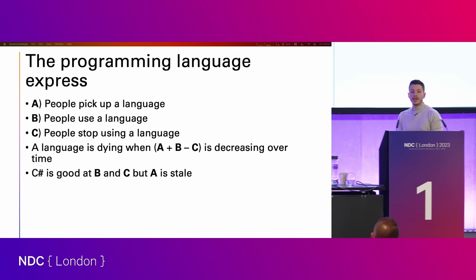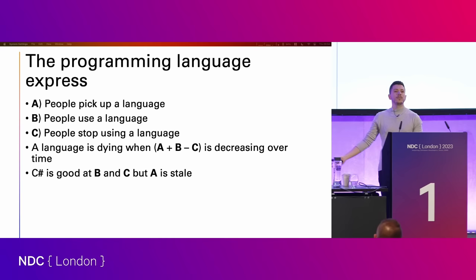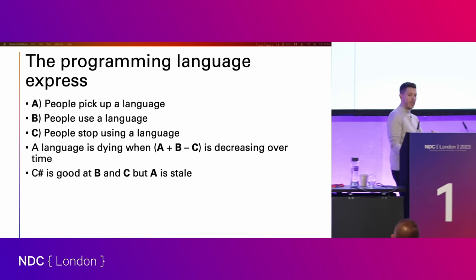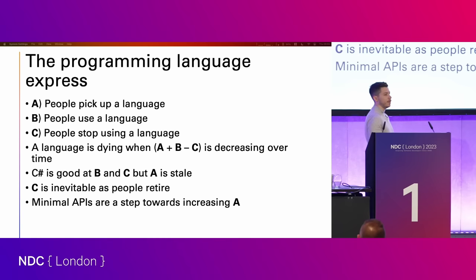And also, people stop using C# because it's been around for 20 years. Maybe you picked it up in your 40s. You're retired now. You don't need to use it anymore. So with a constant amount of people retiring or stopping using it, we also need an equal amount of people picking it up if we want the language to survive. So ultimately, minimal APIs are a step towards increasing A. It is a step towards getting it into the hands of new developers, who will eventually be the future of .NET.